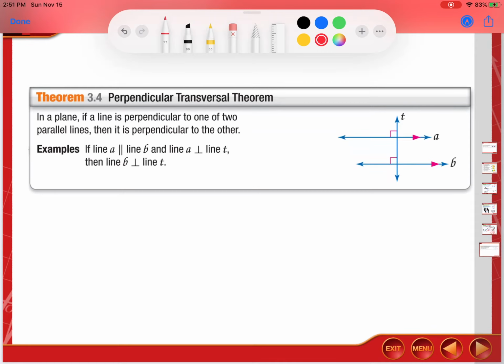And then our last theorem, this one is pretty straightforward and easy. I don't anticipate you will ever need this, but just in case. The perpendicular transversal theorem: in a plane, if a line is perpendicular to one of two parallel lines, then it is perpendicular to the other.